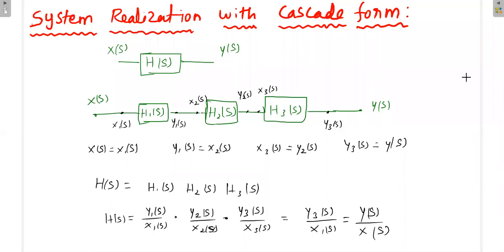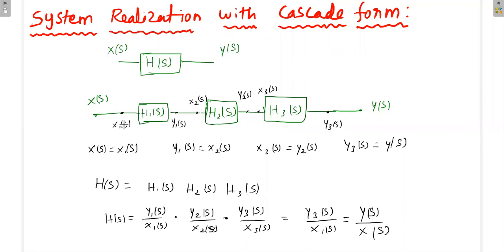In this class, we'll see the system realization with cascade format. Suppose there is a system whose transfer function is H(s), where X(s) is the input and Y(s) is the output. Again, suppose there are three systems with transfer functions H1(s), H2(s), H3(s), and all three smaller systems are connected in cascade, so the overall response H(s) is just the multiplication of the individual transfer functions. H(s) is equal to H1, H2, and H3.